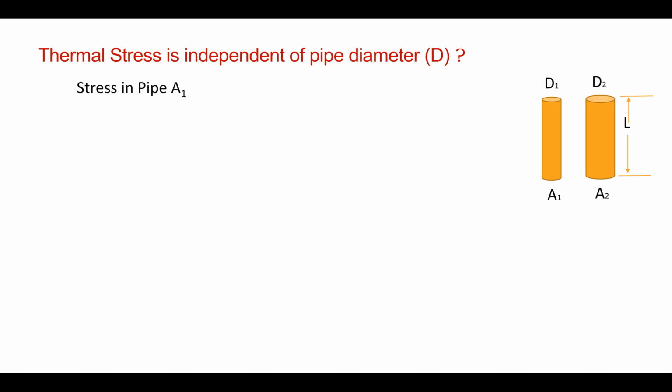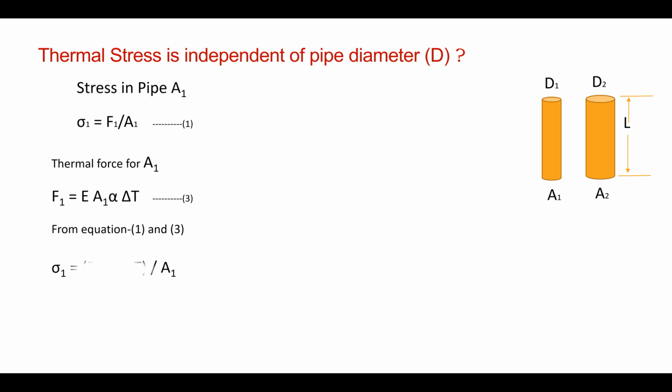The stress in pipe A1, sigma 1, is equal to F1 over A1. This is equation 1. The thermal force F1 will be equal to E A1 alpha delta T, the thermal force for area A1, or for the pipe A1. This is the first force. So from equations 1 and 3 we can say that sigma 1 is equal to E A1 alpha delta T divided by A1. A1 cancels out with A1, so we get sigma 1 is equal to E alpha delta T, which is equation number 4.